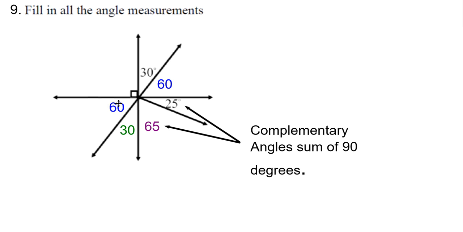Now, instead of using this pair of complementary angles to help find this pair, you could have also used this pair of complementary angles to help you figure out that had to be 90 as well, and then finding your total.